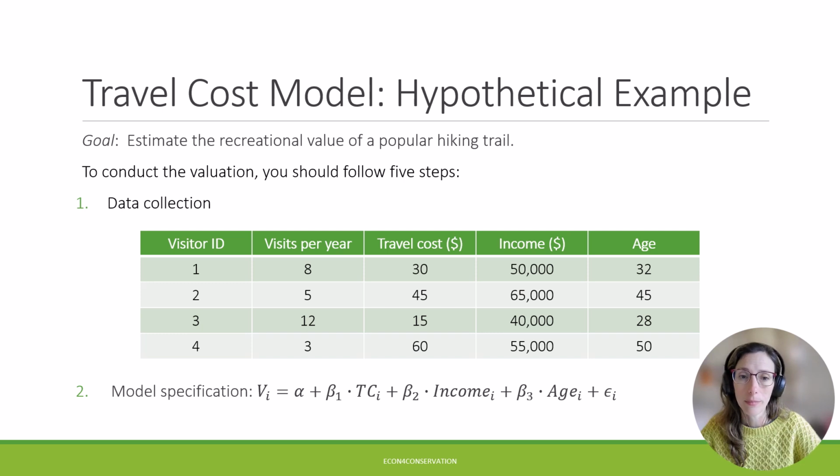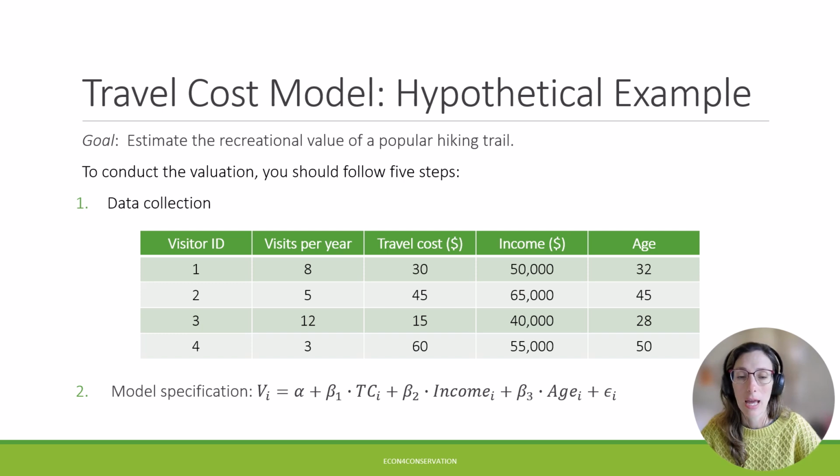So here I show an example of the data collected and that we will use in this hypothetical exercise. So we have the number of visitors per year, the travel costs, considering all expenses, income, and age.